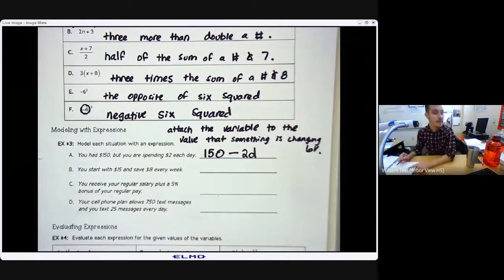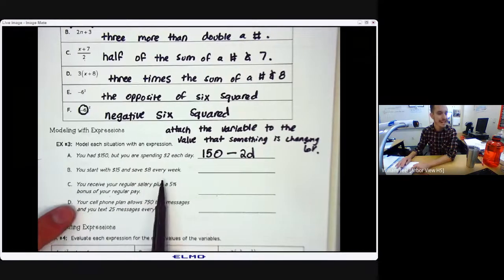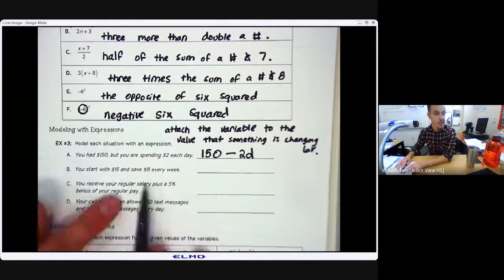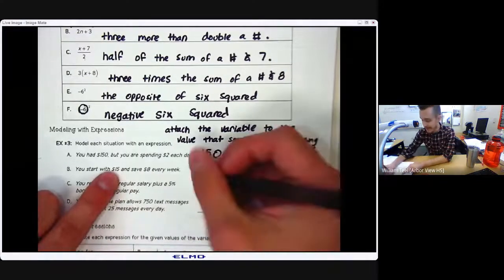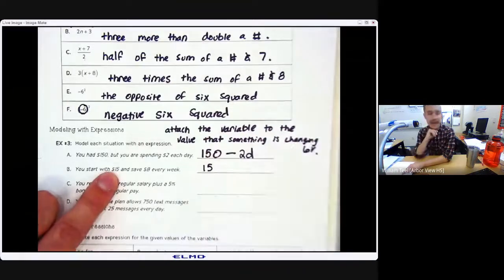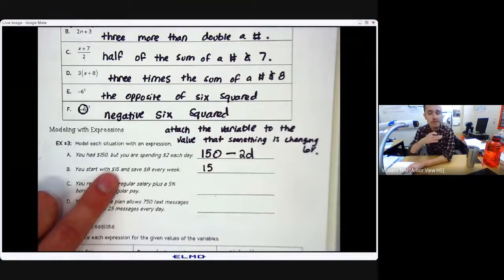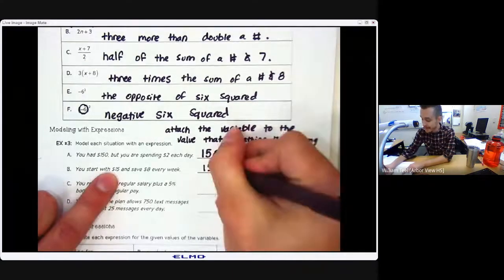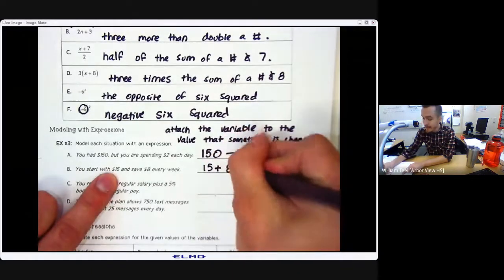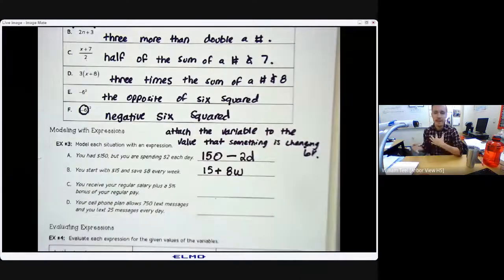Moving down to part B, you start with $15 and you save $8 each week. So the starting value is your constant. We're going to start with 15, and we are saving $8 each week, which means our bank account is going up by $8 each week. So we're going to say plus 8W. Depending on how many weeks we're looking at, that's going to tell us how much money we have saved and how much money we're putting in our bank account.